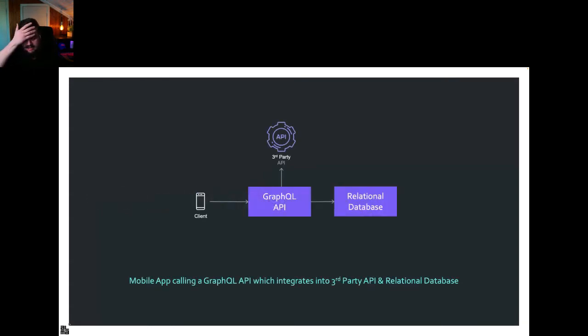Let's take an example at the end. So if we have a mobile application calling a GraphQL API, which integrates into a third-party API and relational databases, how do we describe this the AWS way? And you see, I don't follow the C4 model here at all, but still I say that it's something useful that you should check out.